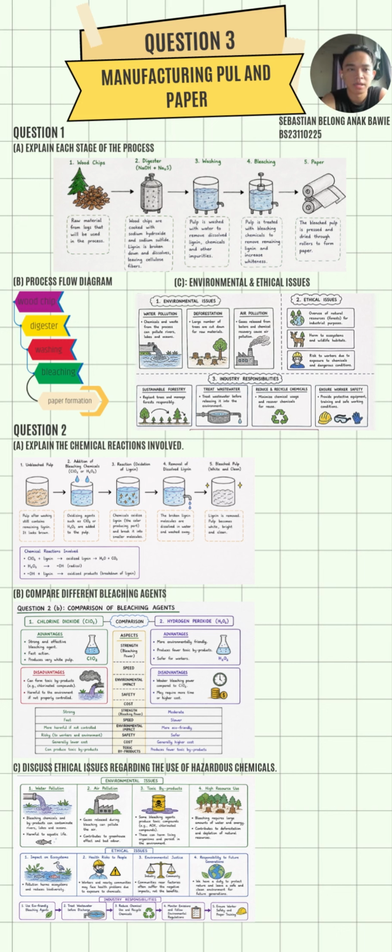Next is part B, compare different bleaching agents. Chlorine dioxide is strong and effective but may produce harmful byproducts. Hydrogen peroxide is safer and more environmentally friendly but less powerful. Next, question C, which is to discuss ethical issues regarding hazardous chemicals. Industry must ensure the safe handling of chemicals, protect workers, and reduce the environmental impact.